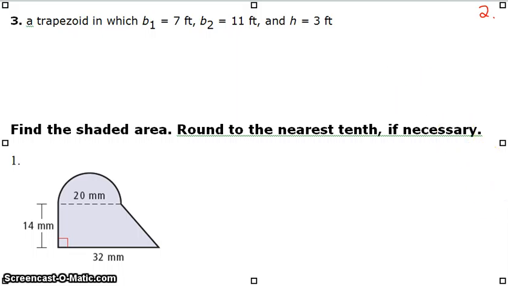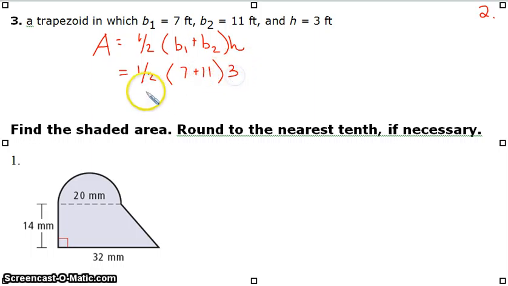All right, number 3 here. It looks like we've got a trapezoid, which is another warm-up here. Base 1 plus base 2, and we've got the height. So again, start by writing down the formula for the area of a trapezoid. And we know it's 1/2 base 1 plus base 2 times the height. And again, all we're going to do here is plug in the values that we know. We've got the 1/2, and it looks like base 1 is 7 plus base 2, which is 11, times our height, which is 3.